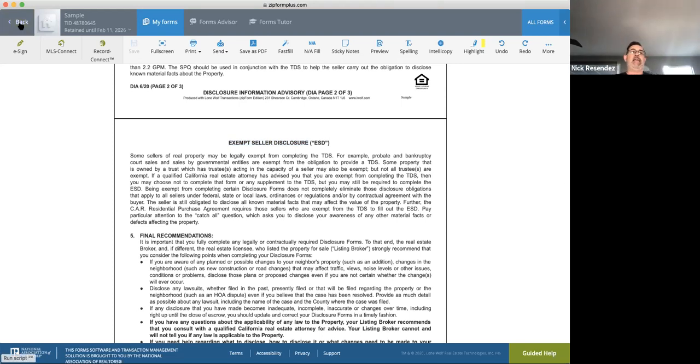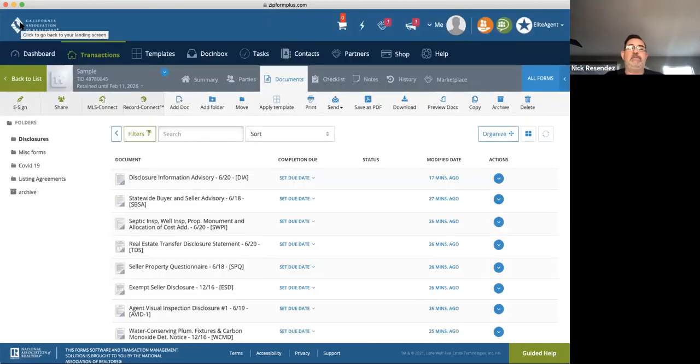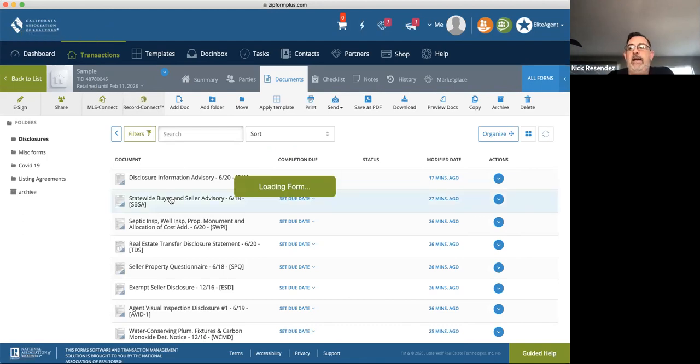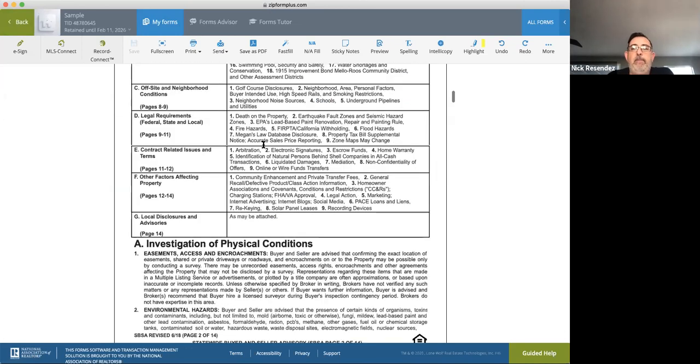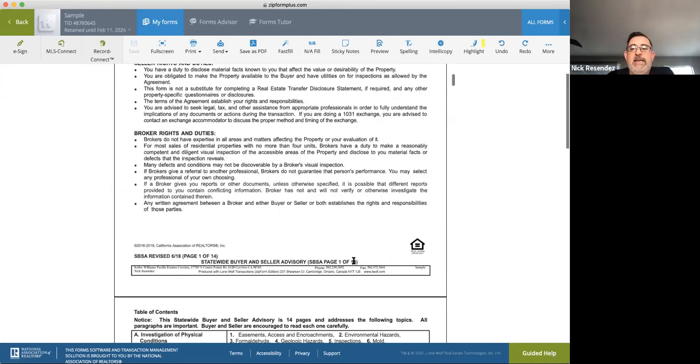So that is the disclosure information advisory. Again, it's not in the required documents, but it is a best practice. I highly recommend it. The next one we got here is the statewide buyer and seller advisory. If I had to pick a favorite, this might just be it. Why? Because it's literally 14 pages of things that the buyer and seller should disclose about or investigate about.